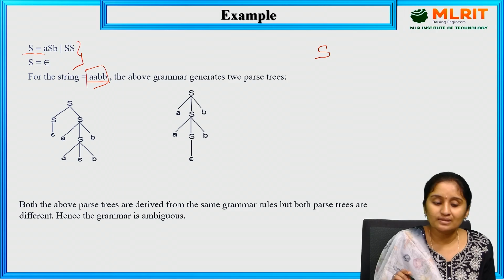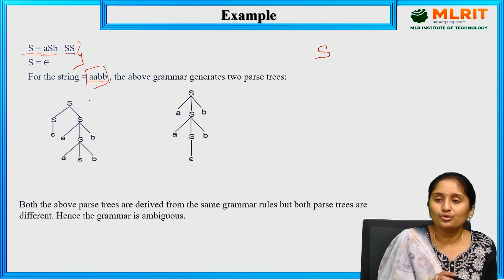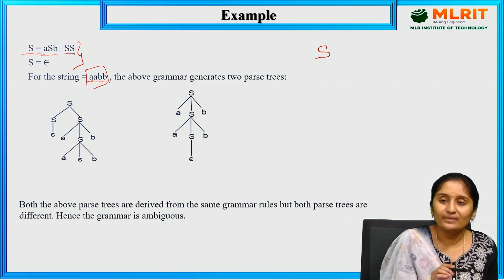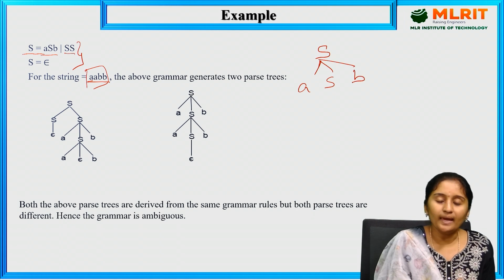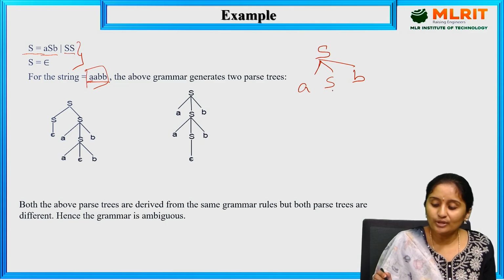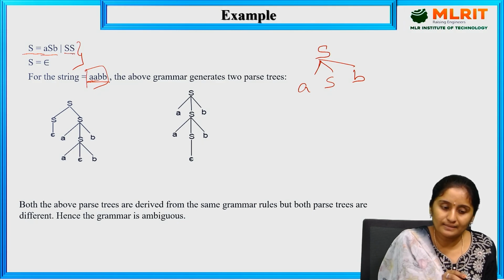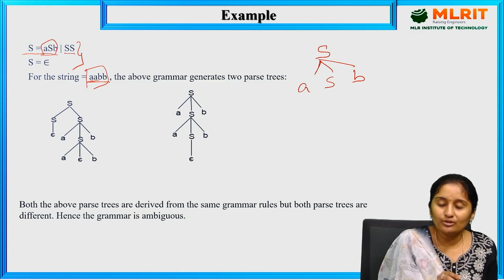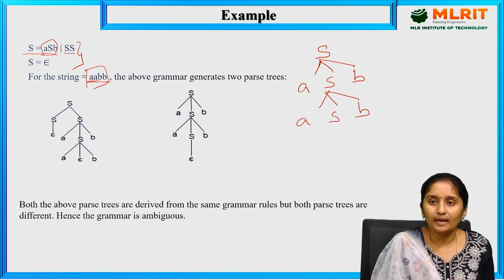So S produces ASB or SS. According to the given string, I need to choose the production rule. Here the first character is A, so ASB. The first A is produced. The next I have is A, so again I need to get A. I have the non-terminal S here, which I can replace with ASB, SS, or epsilon. I need to replace it with ASB because I need to get the string AABB.